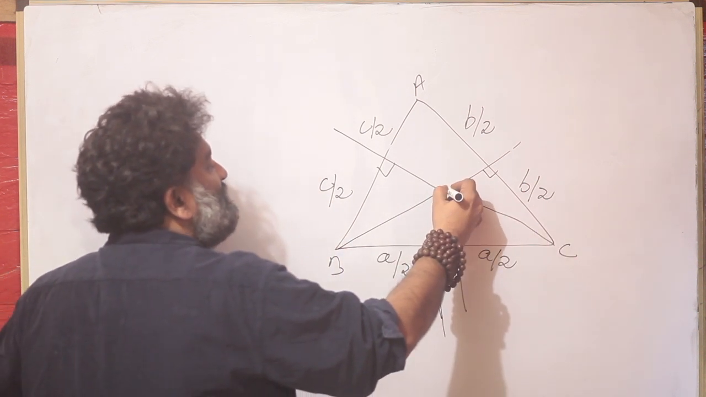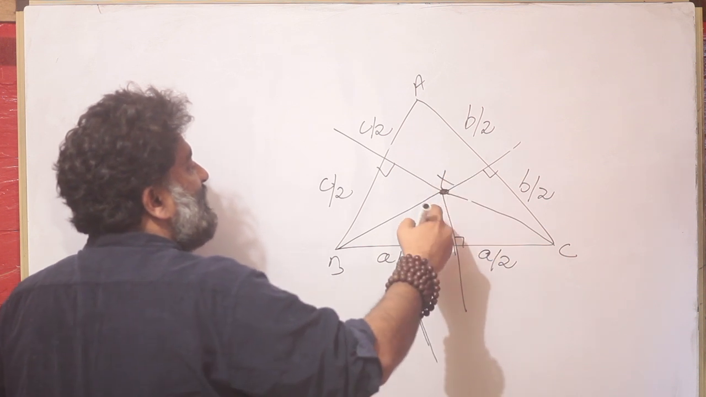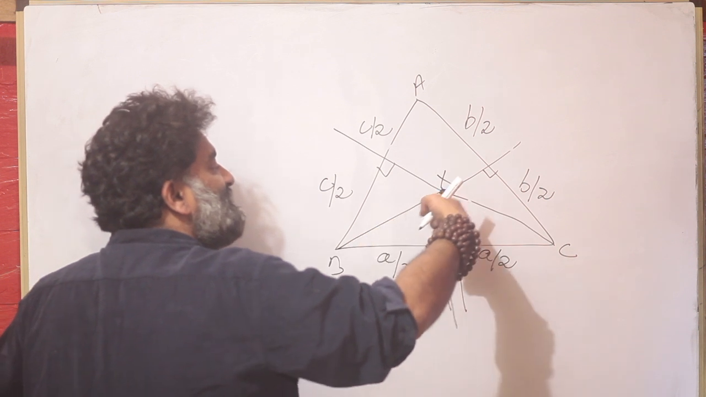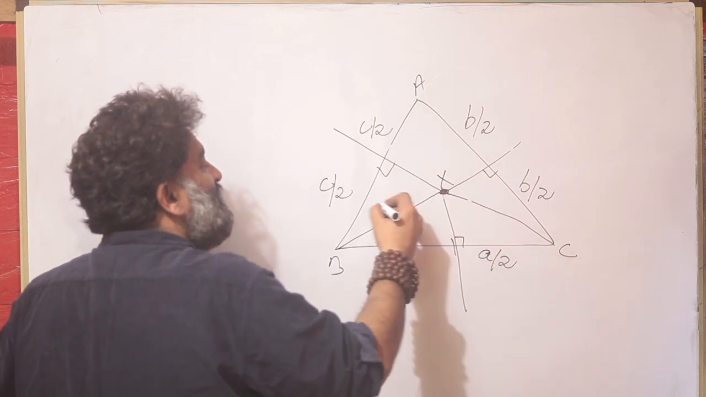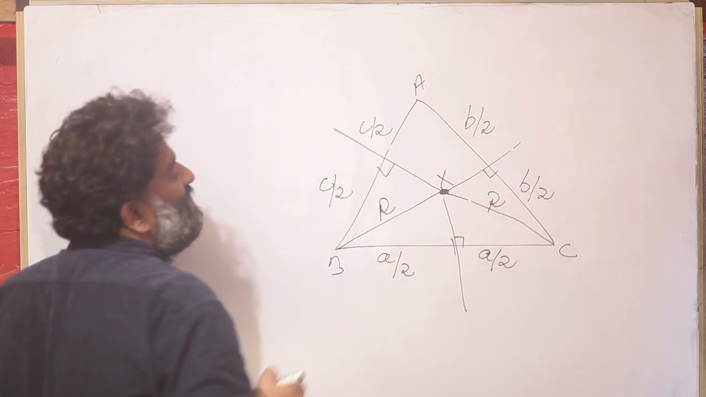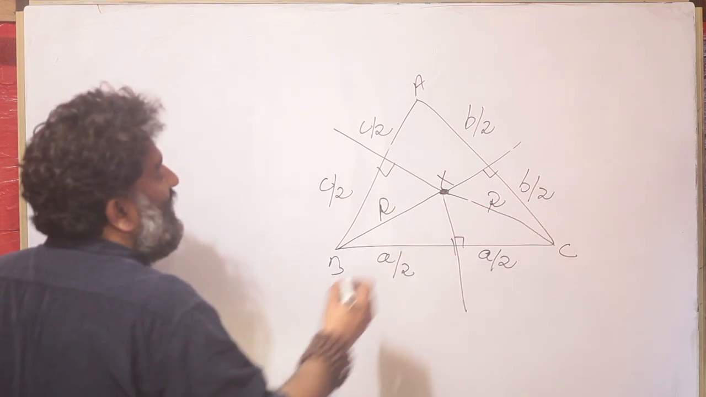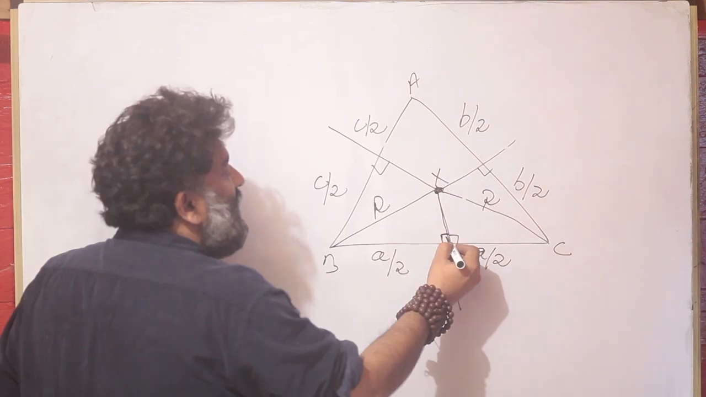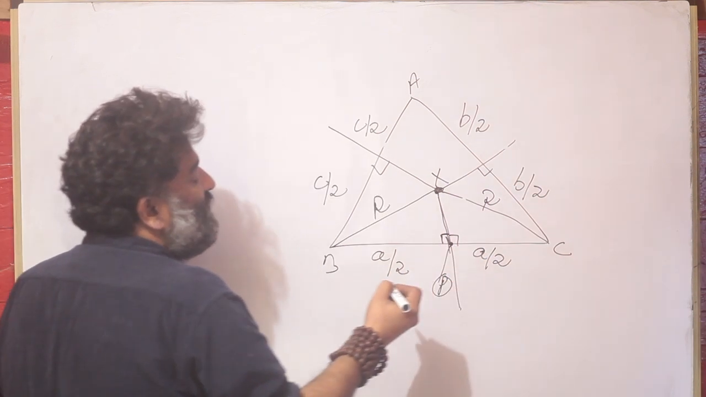And this was your circumcenter, call it X for a second. This point is equidistant from all three vertices, and this is the radius of the big circle. So this is the circumradius, mark it with capital R. This is also capital R. And let me call this point P for a second.